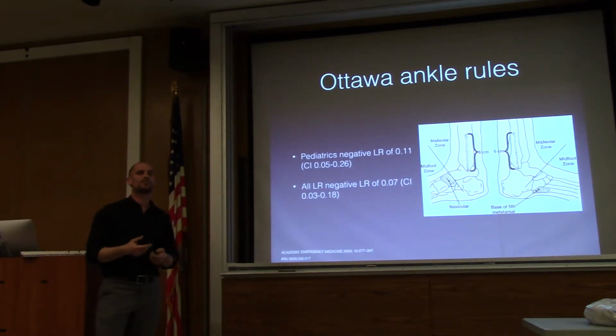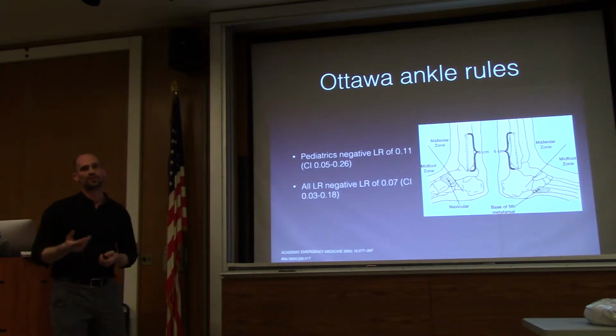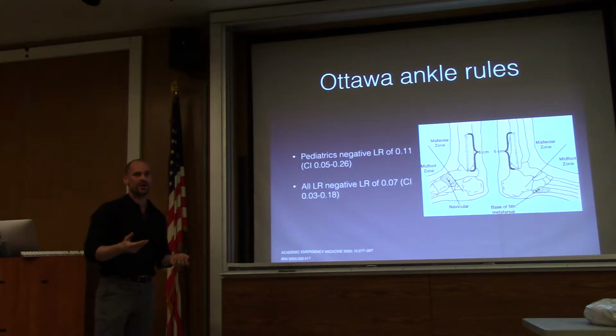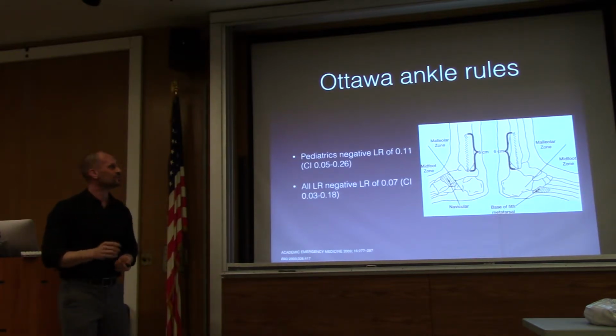These are the sole purpose and the reasons for why you're looking for bony tenderness along those areas, because those are the most high-risk areas where you're going to see fractures. Those are going to be your bony prominences that get fractures.